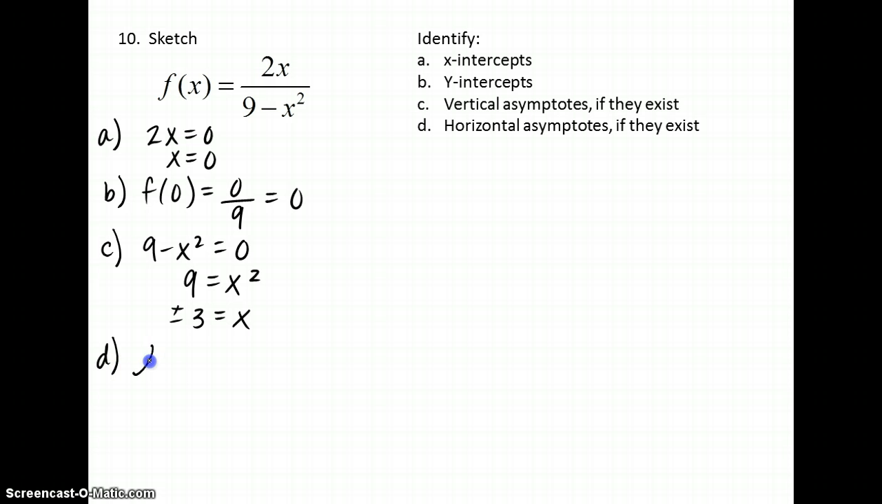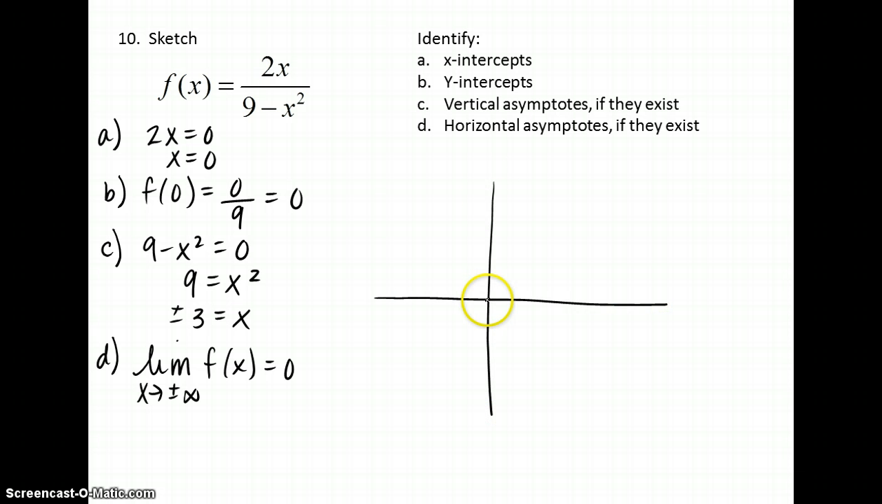And then horizontal asymptotes are our limits at infinity. This function is bottom heavy, so the limit at both positive and negative infinity will be 0, just like the previous problem. X and y intercepts, vertical asymptotes, and again you can use the one-sided limits around positive and -3 to verify the behavior of the function.